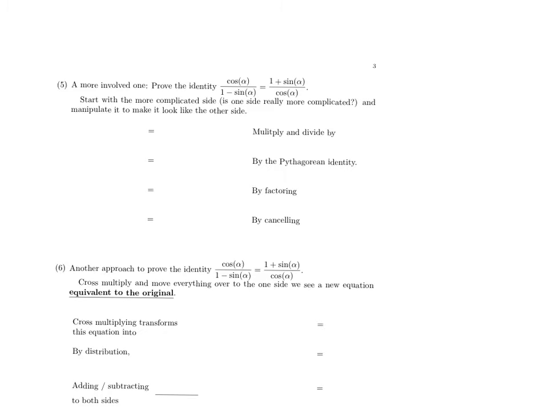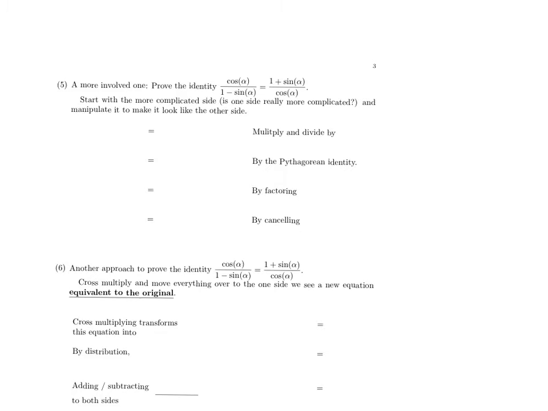Let's try to prove the identity that cosine of alpha over 1 minus the sine of alpha is equal to 1 plus the sine of alpha divided by cosine of alpha. So the strategy we've been doing so far has involved just taking the side that's more complicated, because that has the most space to simplify, and simplifying until we get down to the side that we're interested in.